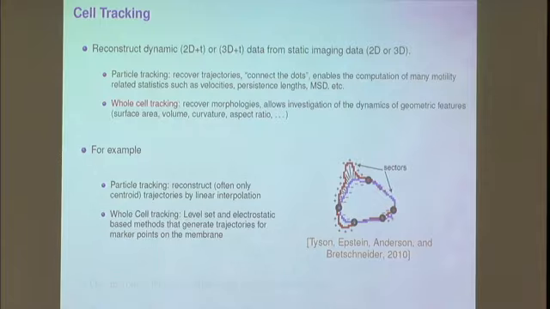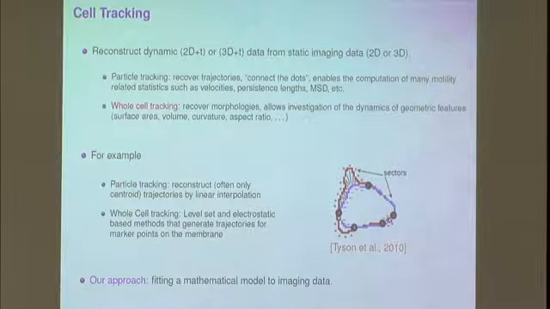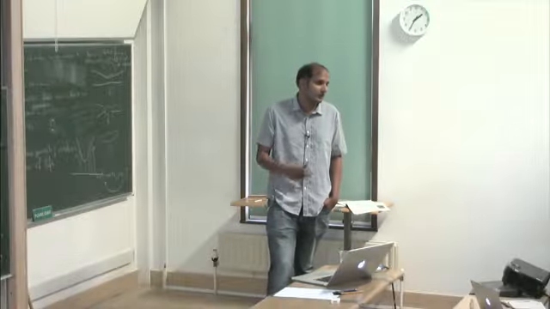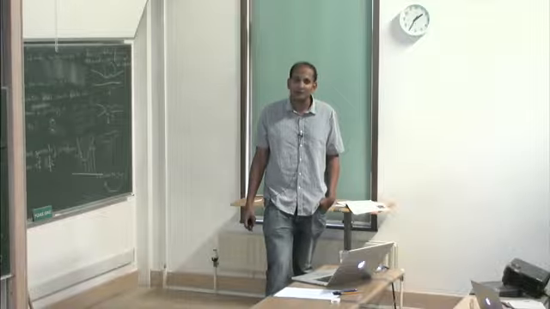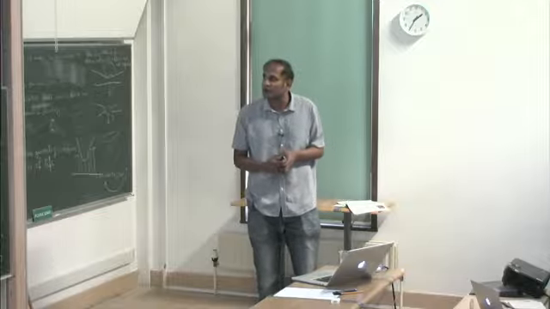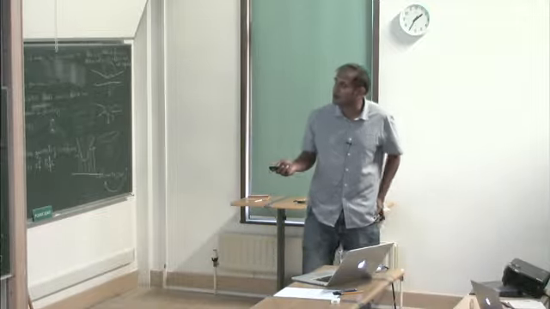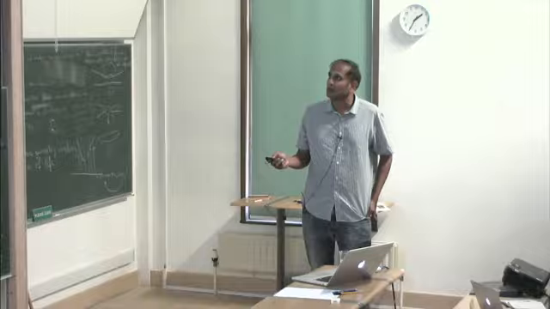Our approach is slightly different in that we're going to start with a mathematical model for how we think the cell is evolving. And we're going to try and fit this mathematical model to the experimental imaging data. So in that sense, it's more like an inverse problem where the data comes from experiment.